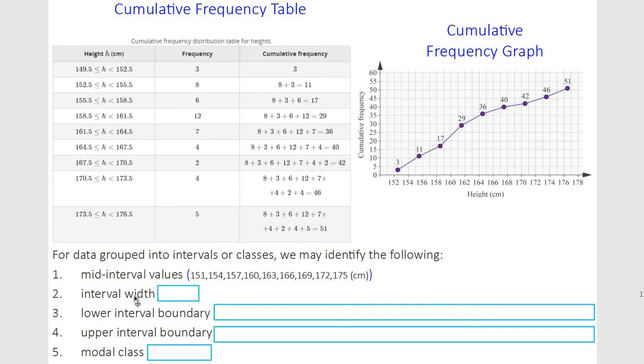Okay, interval width. Each interval has the same width. They're all 3 centimeters because that's height. Your lower interval boundary, well, look at your interval. The boundary goes from 149.5 to 152.5. So the lower one is 149.5.